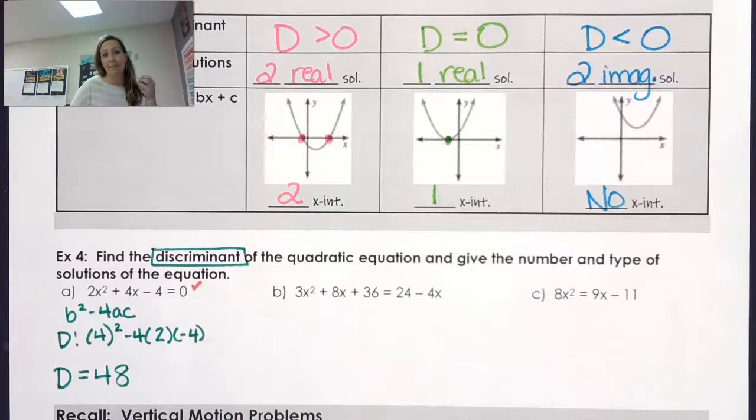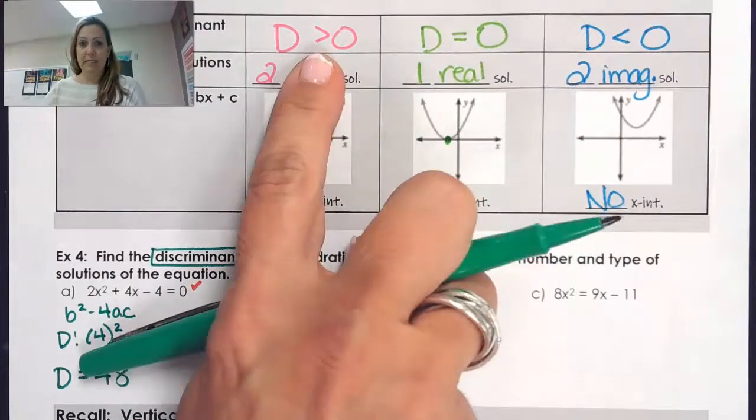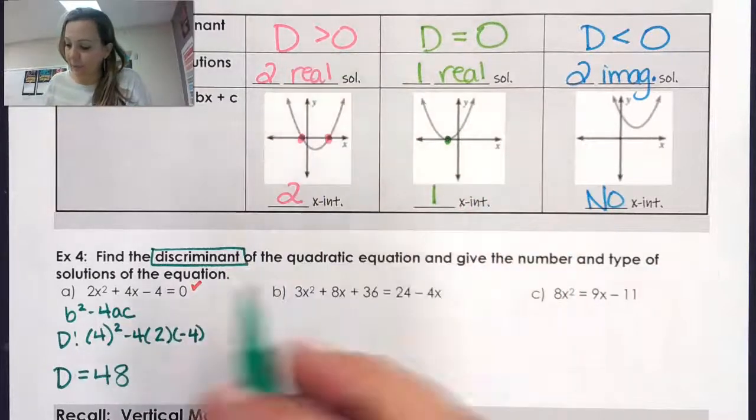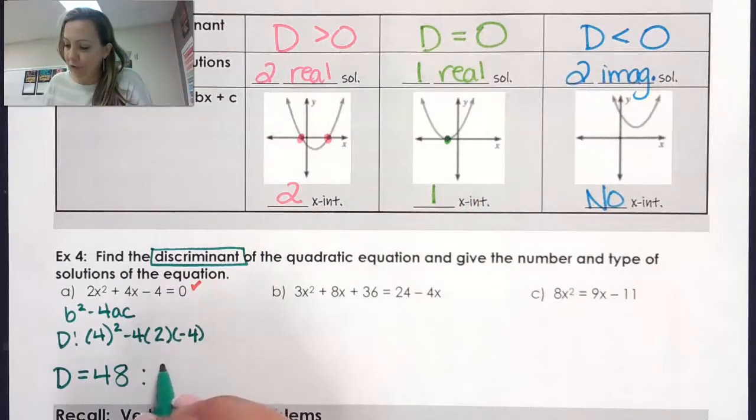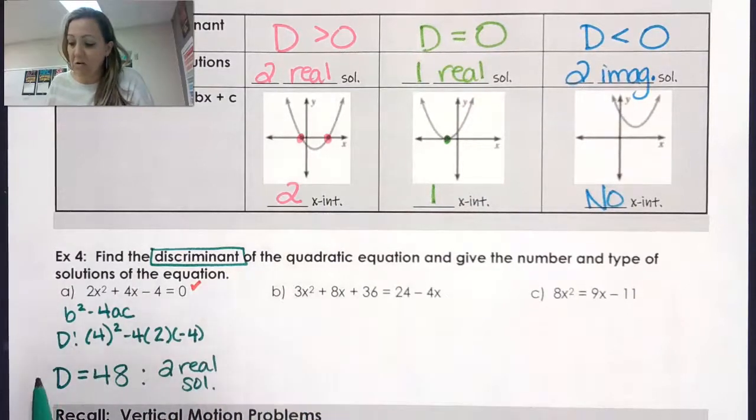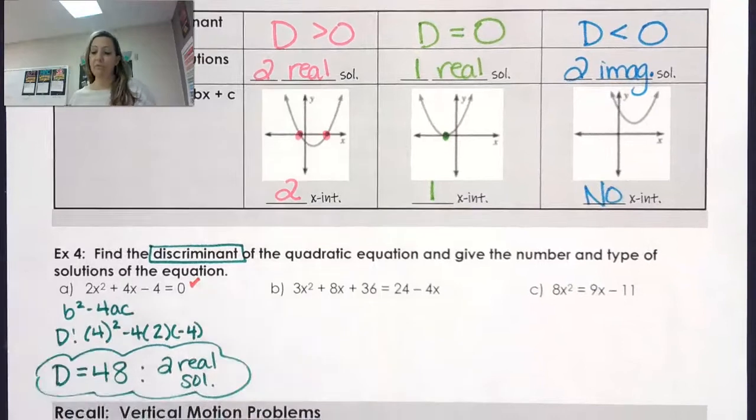Notice 48 is positive. So since 48 is positive, this tells us that we're going to have two real solutions. And that's all that we are really using our discriminant for. It just tells the number and types of solutions.